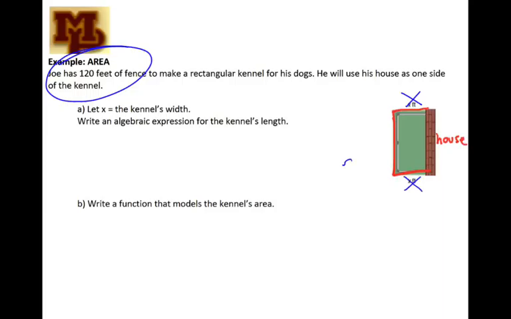and then the third side is when you have 120 feet, and then you take away X and take away X, it makes sense that the other side is going to be 120 minus X and minus X, which would be labeled as minus 2X. So those are your 3 sides. So the length, an algebraic expression for the length, is 120 minus 2X.